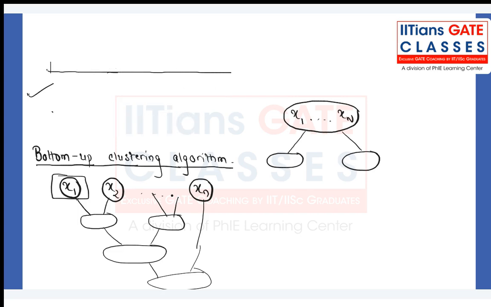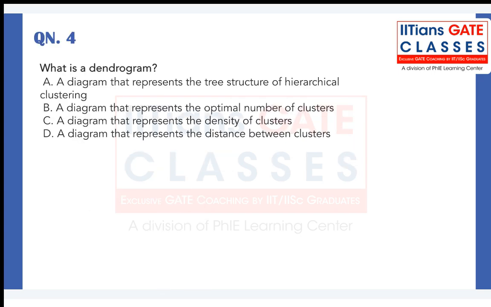The next question is, what is a dendrogram? A diagram that represents a tree structure of hierarchical clustering, a diagram that represents the optimal number of clusters, a diagram that represents the density of a cluster, or a diagram that represents the distance between the clusters. So option D is definitely not correct, because a dendrogram, if you remember, is the diagram that represents a tree structure of a hierarchical clustering, right?